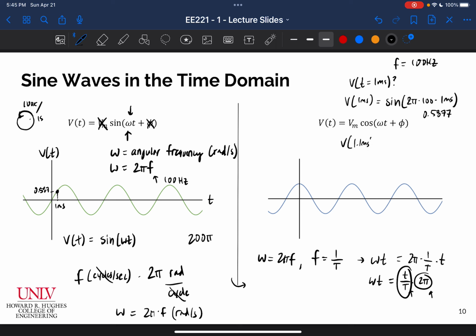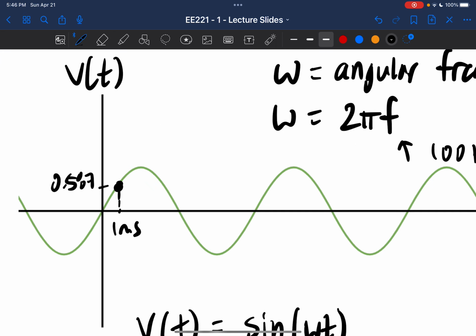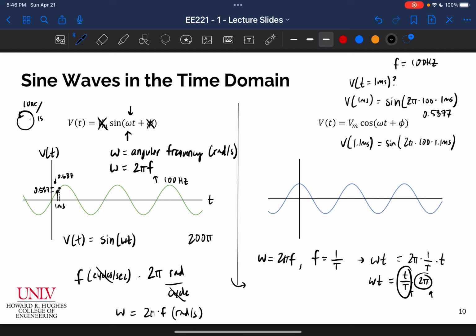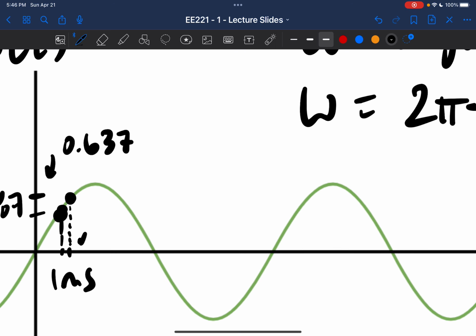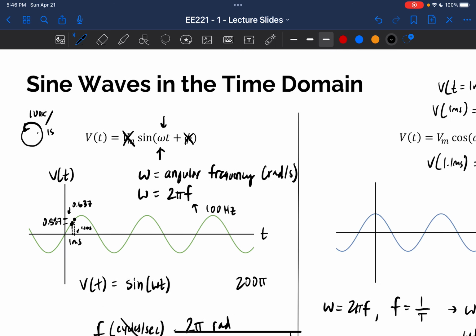V of 1.1 milliseconds is going to be sine of 2 pi times 100 times 1.1 milliseconds. I plug this into my calculator. 2 pi times 100 times 1.1 milliseconds, and I get 0.63, which if I were to come in here, I basically only moved over to 1.1 milliseconds, which would be right next to it, and my y value has increased to a value of 0.637, okay? So that's what we're doing here. Of course, this is also 1.1 milliseconds, just to keep everything straight.